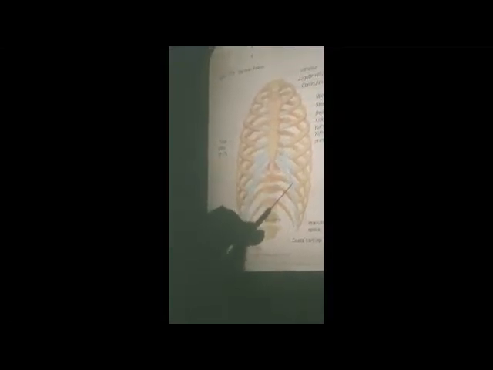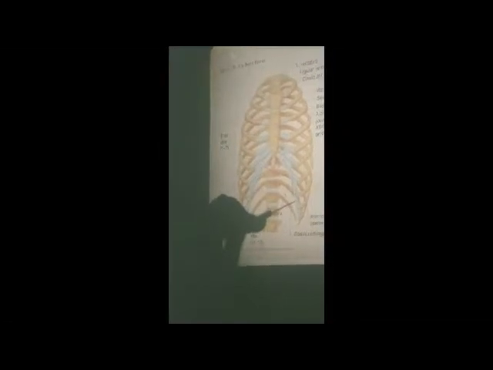So pairs 1, 2, 3, 4, 5, 6, and 7. And now 8, 9, and 10 join to one piece that joins this and goes to the sternum. See, 8, 9, 10, 11 and 12 are all false.